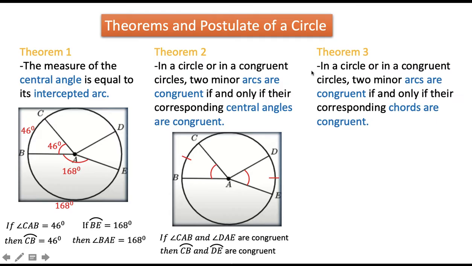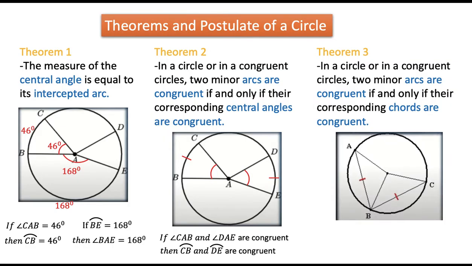Theorem number 3 states that in a circle or in congruent circles, two minor arcs are congruent if and only if their corresponding chords are congruent. So in our diagram, notice that chord AB and chord BC are congruent because of this indicator. This tells us that arc AB is congruent to arc CB. So if AB and BC are congruent, then it follows that arc AB and arc BC are also congruent.